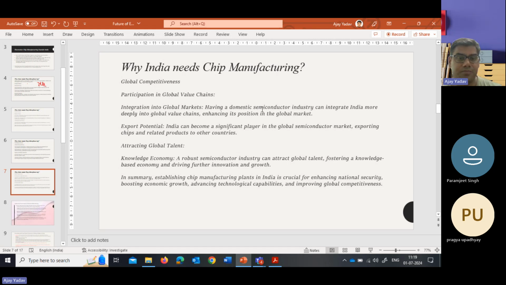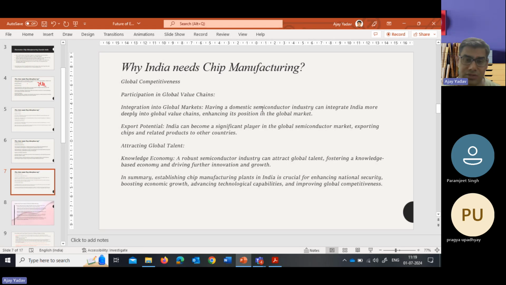And these are very niche technologies. If India is capable of doing this, then geopolitically, we can play a very important role in the world also. If you have this kind of complex technology based chip manufacturing plant, then talented people from outside India will come to India and they will work here.